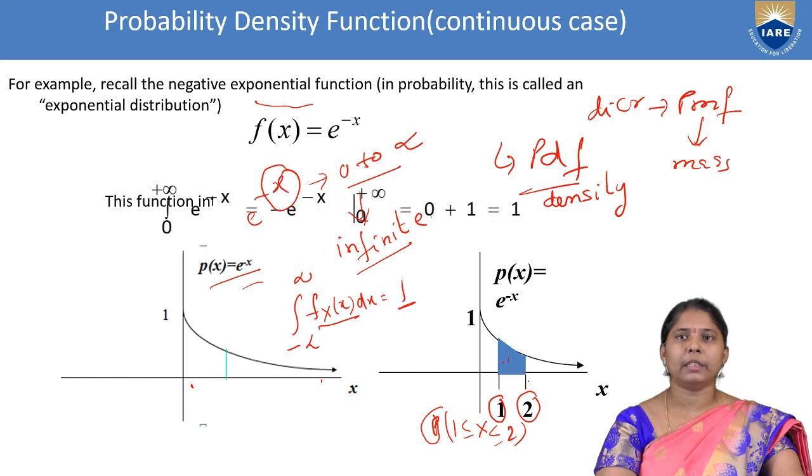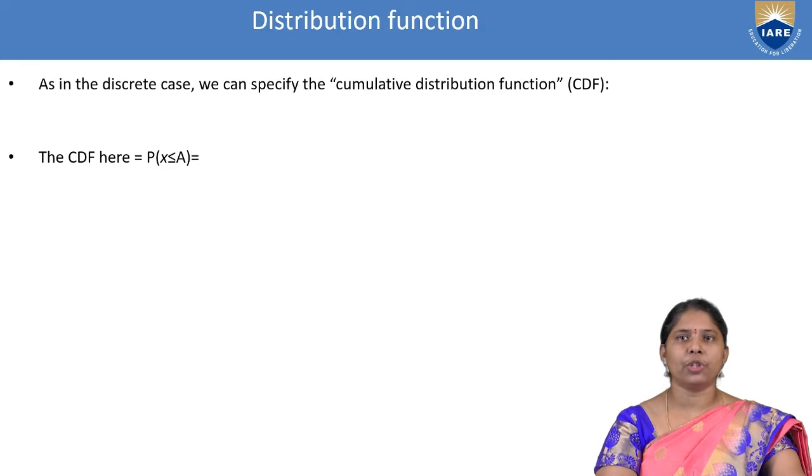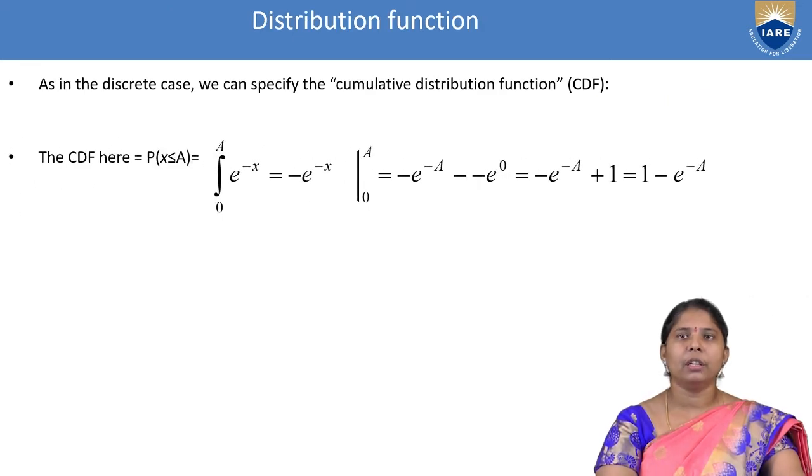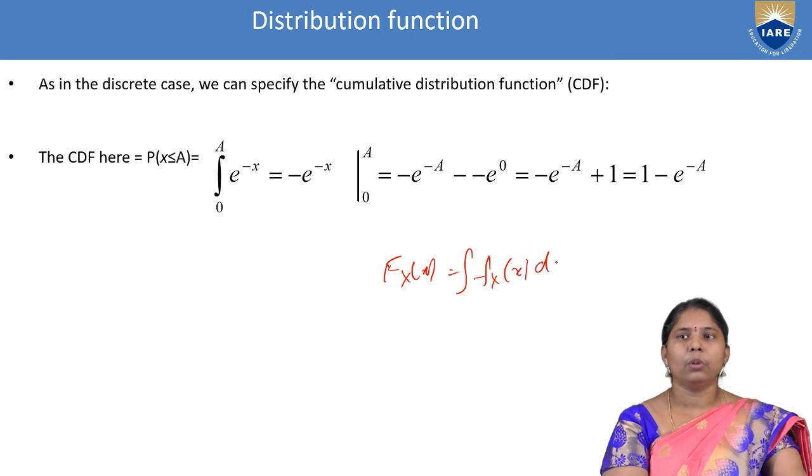So this is e power minus x. Then what is its distribution function? Its distribution function, capital Fx of x, is the integration of the density function. So we need to do integration for obtaining the distribution function. As you know the limits 0 to a, we need to do the integration. So the distribution function is the integration of e power minus x, which is e power minus x by minus 1, with limits 0 to a.